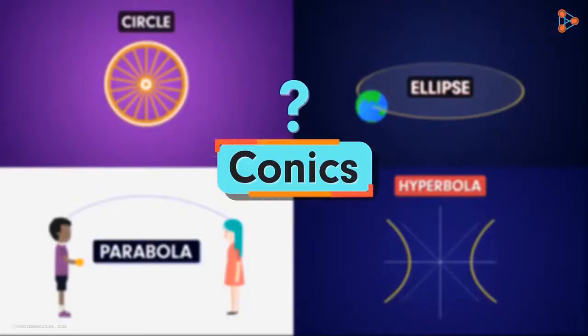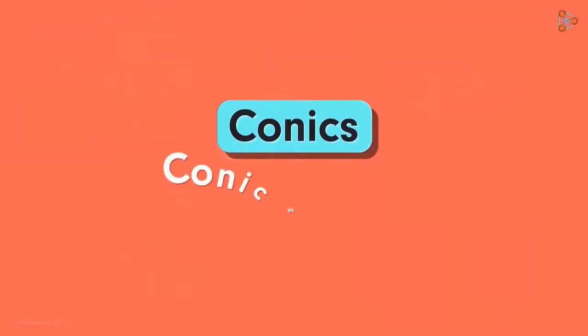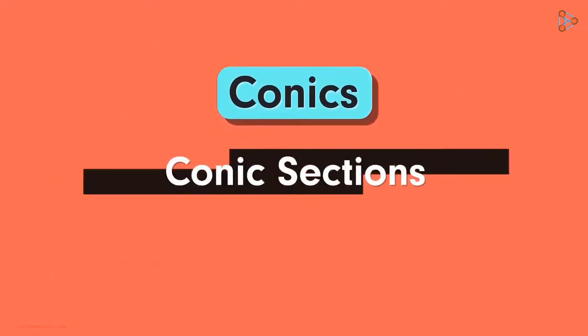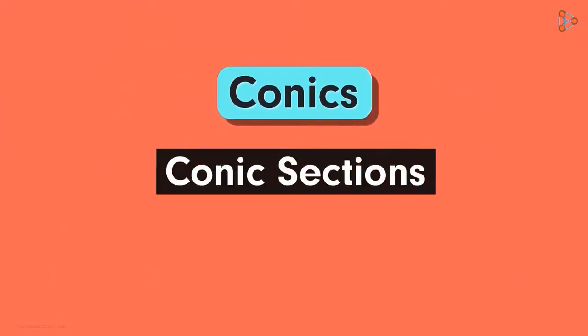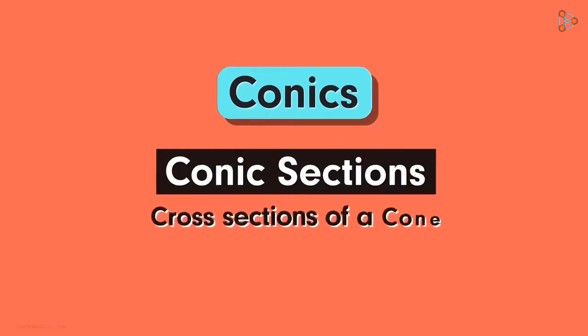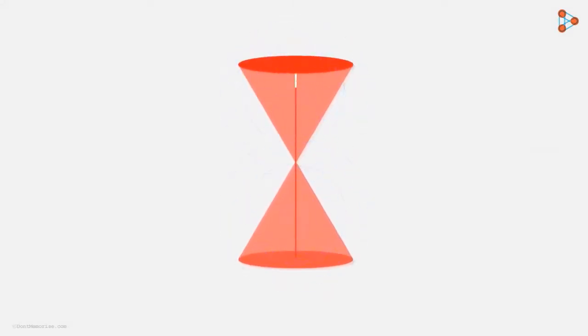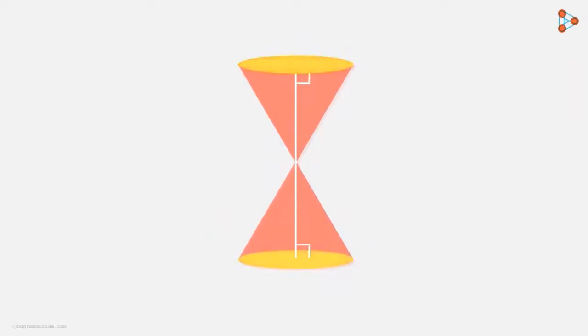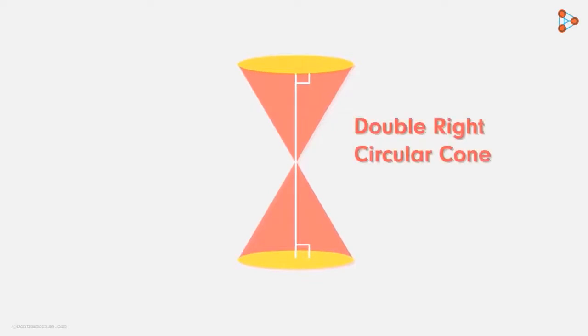What exactly does conics mean? Conic stands for conic sections. So what do we mean by conic sections? As the name suggests, conic sections mean taking cross sections of a cone. Let's see how to take a cross section of a cone. But before that, can you tell me what shape this is? Since it has two cones and this line makes a right angle with these circular surfaces, this shape is called a double right circular cone. Yes, two cones and this line makes a right angle with both these circular bases.